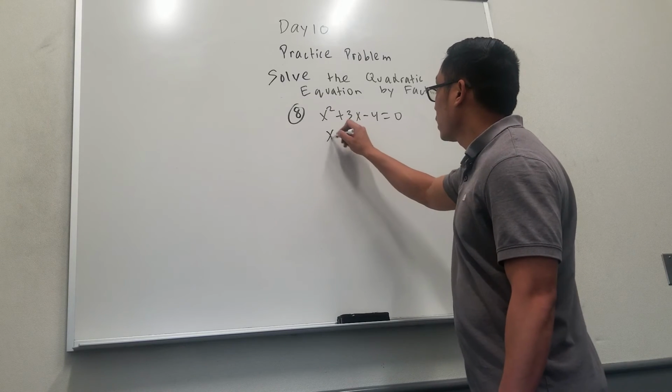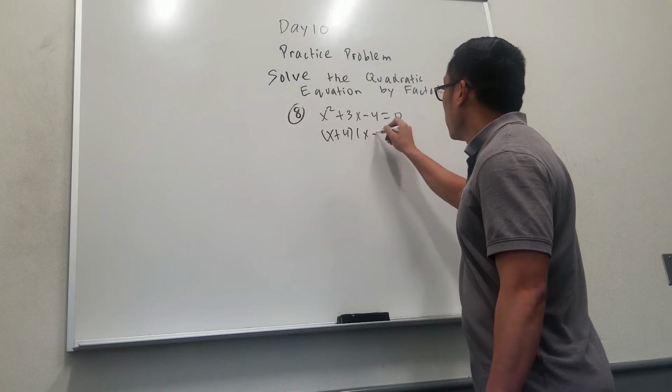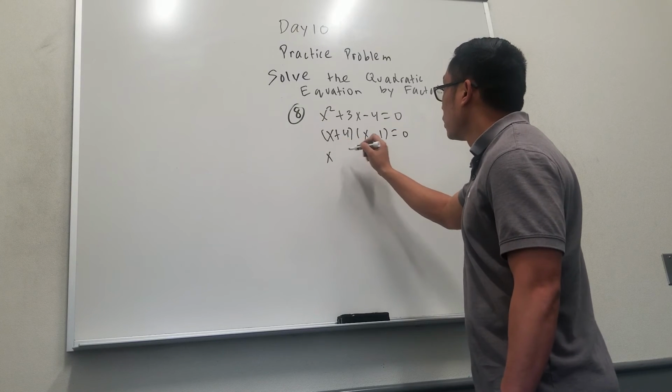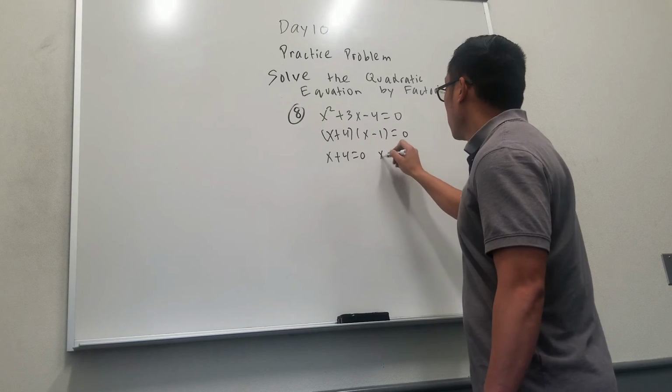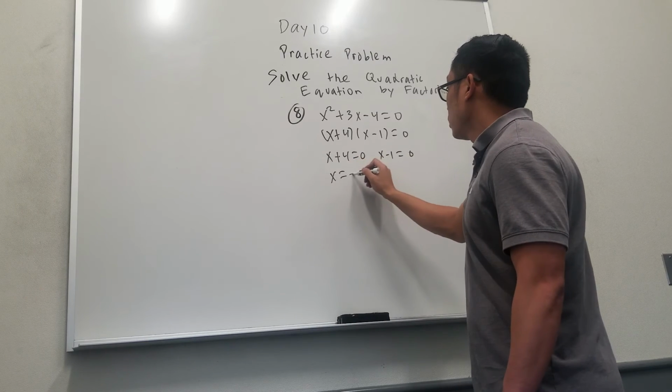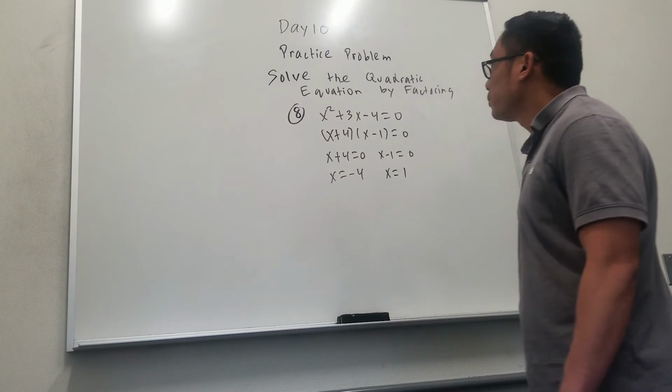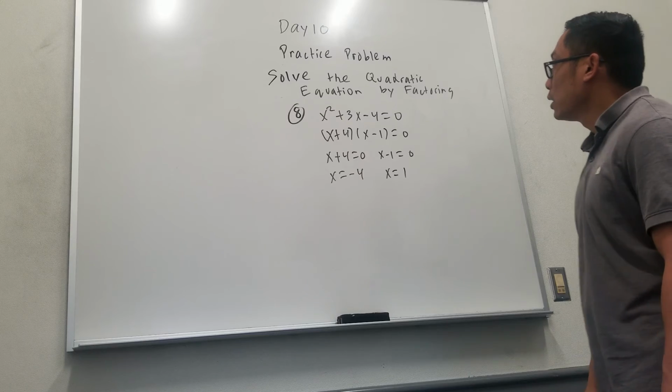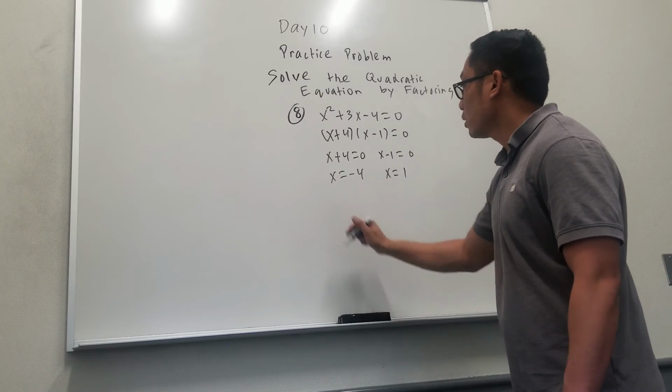So the key is to factor. You have x plus 4, x minus 1 is equal to 0, so you have x plus 4 is equal to 0, x minus 1 is equal to 0, x is equal to negative 4, x is equal to 1. That's it. Right? The key is knowing how to factor, and that's it. That's all you gotta do.